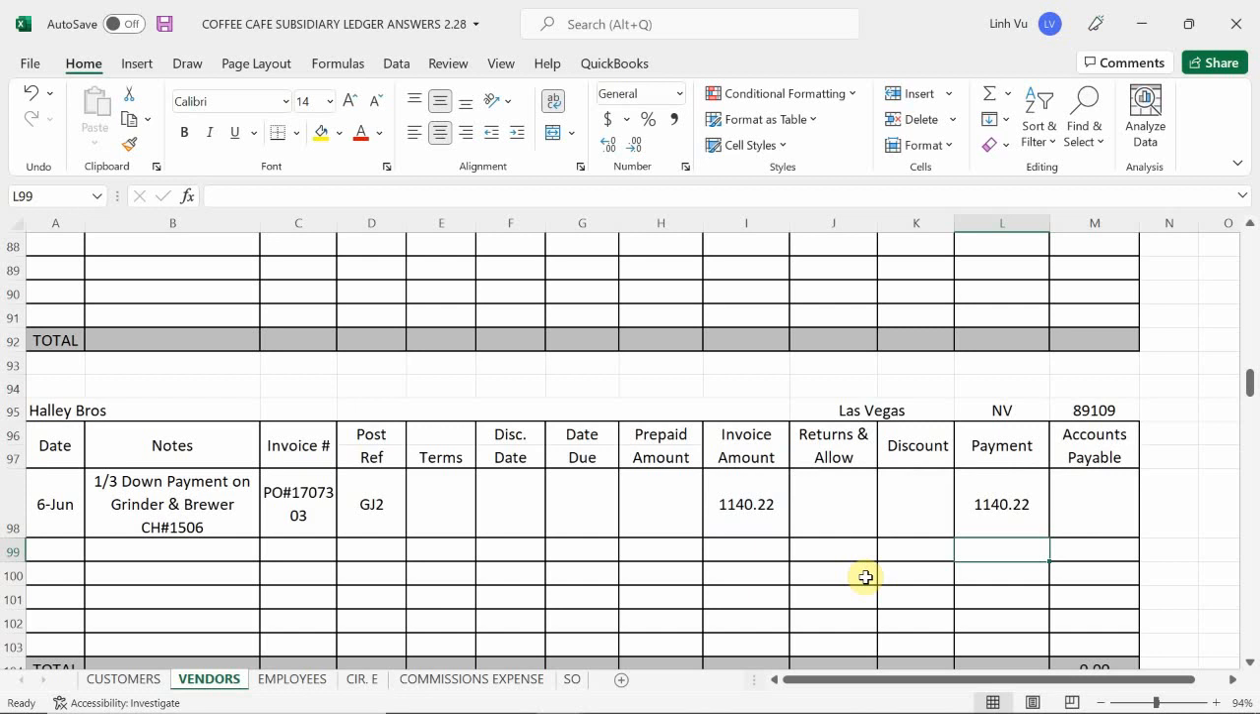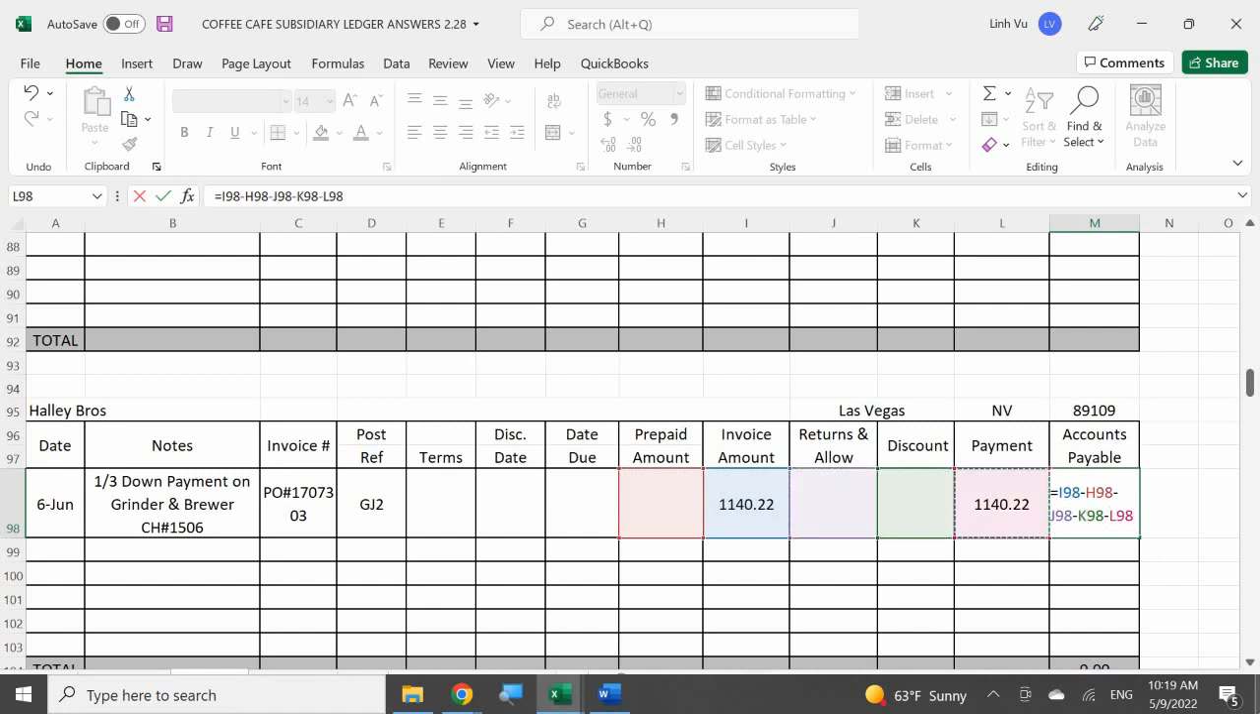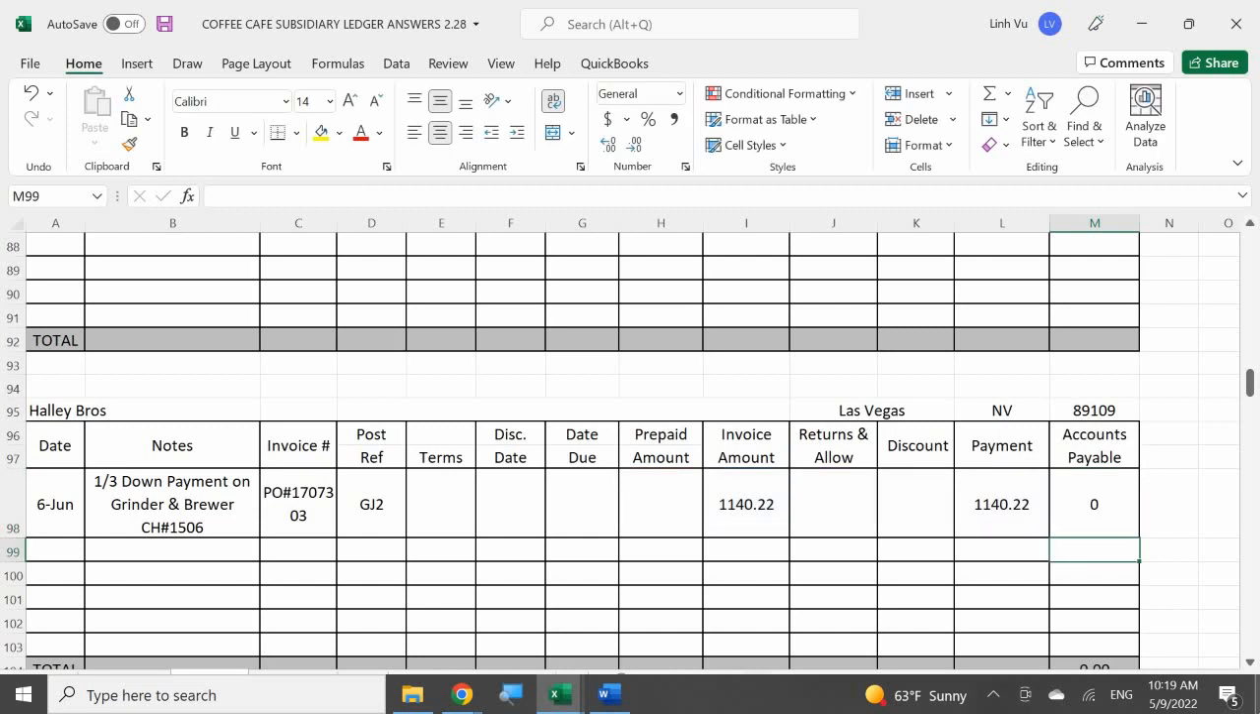But for now, we need proof that a transaction has occurred, which in this case, we have the receipt, which is the purchase order, right? It told us that it's a third of the price, so it's 140.22, right? And we paid with it using check number 1507. So plugging in that same exact formula, once again, you're going to go invoice minus prepaid minus allowance minus returns, or minus discounts minus payments. And right now, I owe Haley Bros nothing.